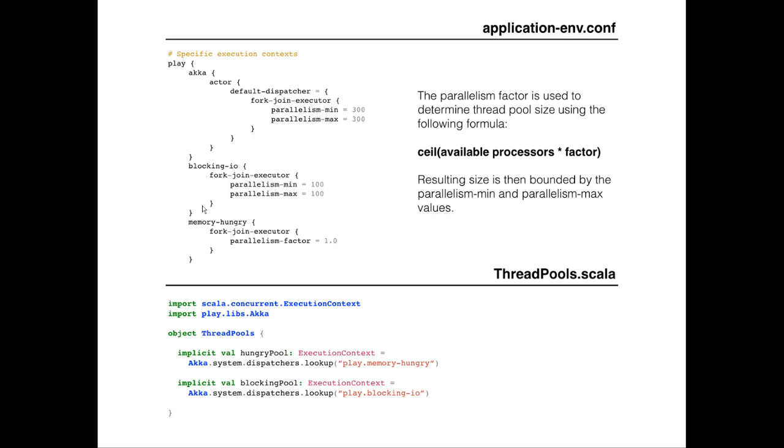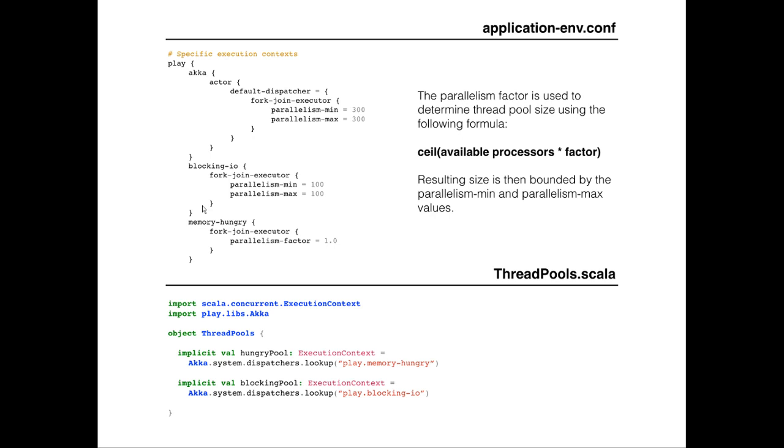So what is an execution context? What does the config actually look like? Well, first I'll just go over basically what these values mean in here. So we have our default dispatcher, which is fork join. We have a blocking I/O pool, and we have a memory-hungry pool. So basically I'm just setting up different execution contexts for different types of work, and then I can start to tune each one of these individually.